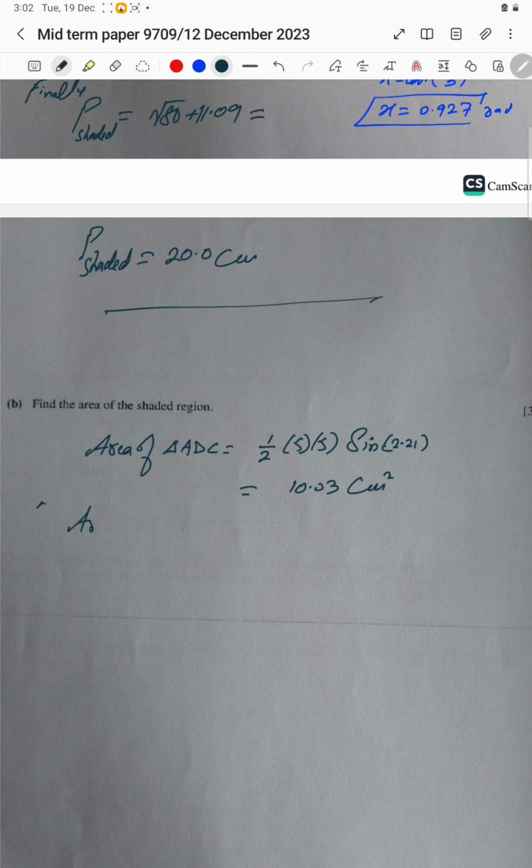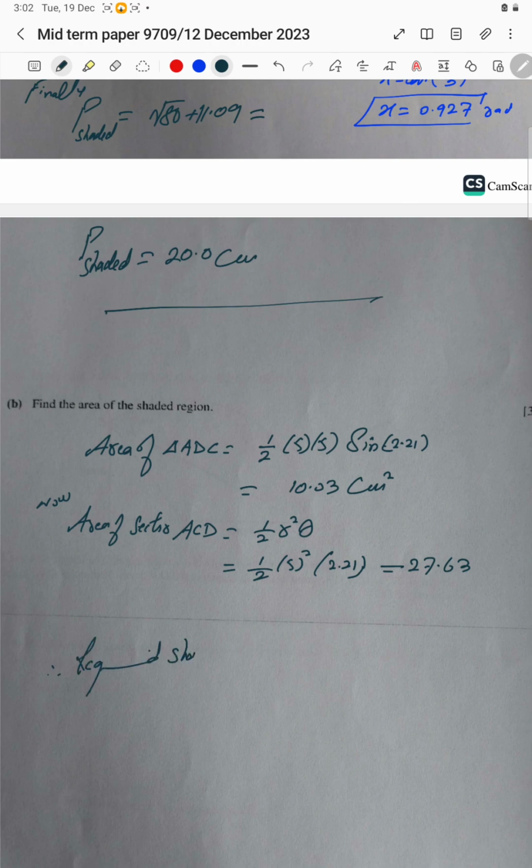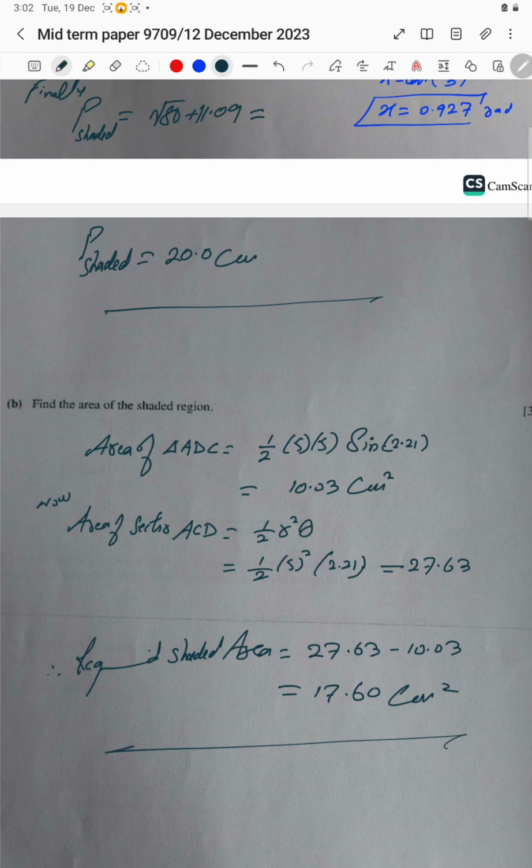Now area of sector ACD, we can find with half r square theta. So half, r is 5 squared, and theta is 2.21. So we'll get 27.63. Therefore, the required shaded area is the difference, 27.63 minus 10.03. We get 17.60 centimeter square. That's the final answer of this part.